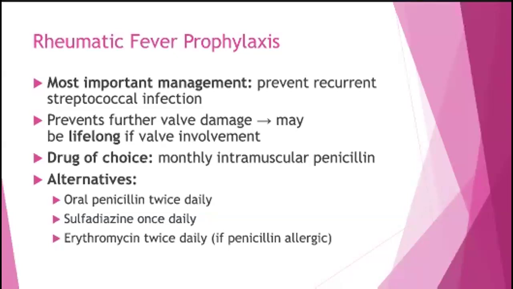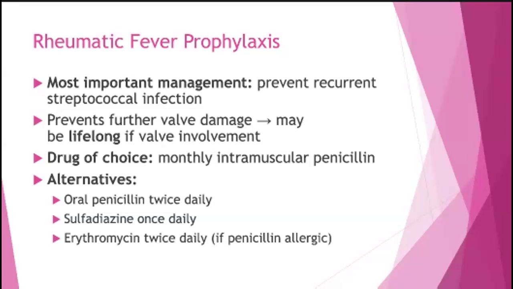So why does prophylaxis matter? The biggest danger in rheumatic fever is recurrence of a strep infection. Each new infection can trigger another immune response, creating more inflammation, which will create more damage to the heart and affect that mitral valve. If there's existing valve damage, repeated infections can make it much worse.